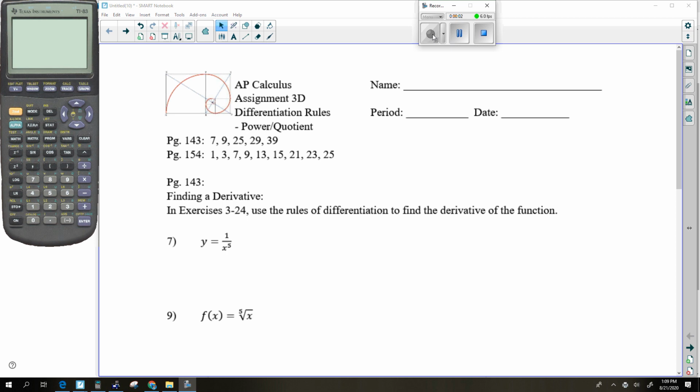All right, all right, all right. Here we go. 3D. What? 3D. Crazy. All right, so here we go.